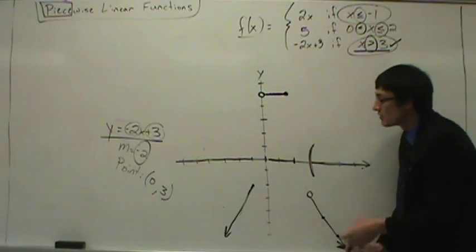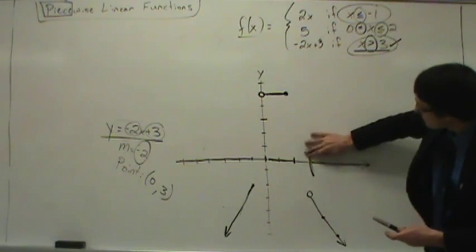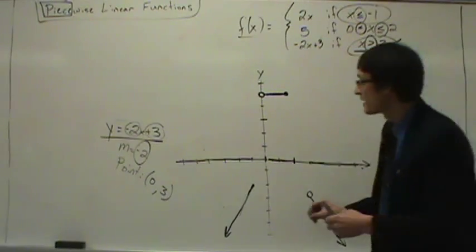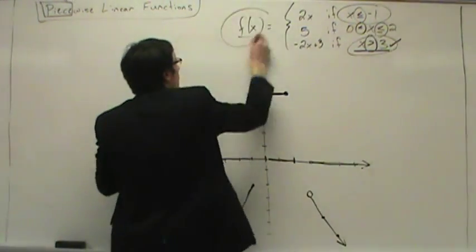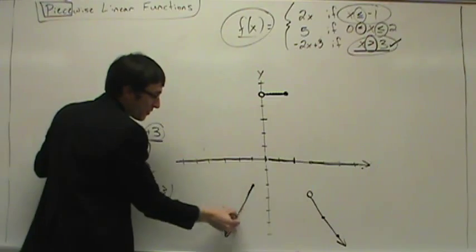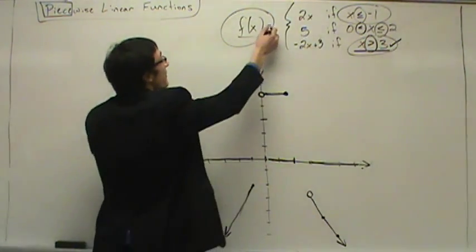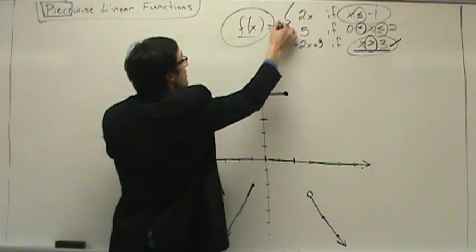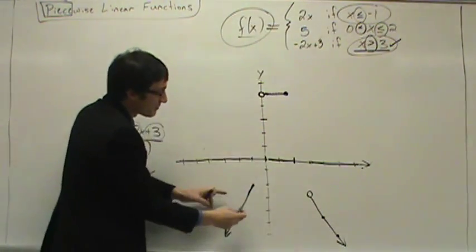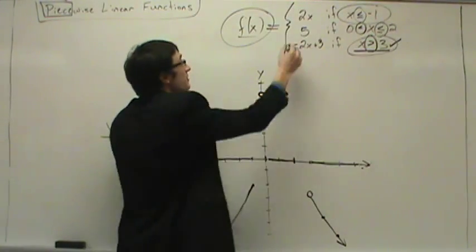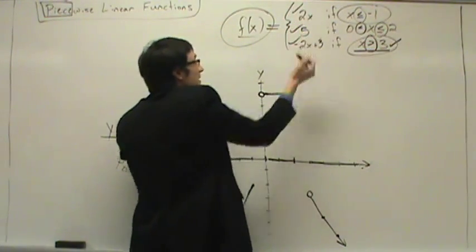Okay, so you have successfully graphed 3 pieces. One function has how many pieces? 1, 2, 3 pieces. So this function f of x, all of this is one function that is made up of 1, 2, 3 pieces, or you can see them here, 1, 2, 3 pieces.